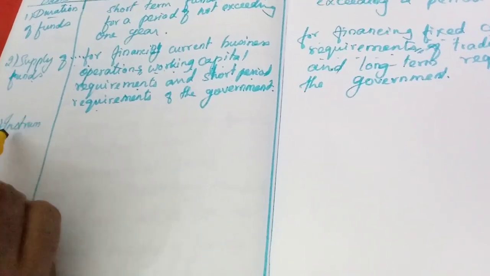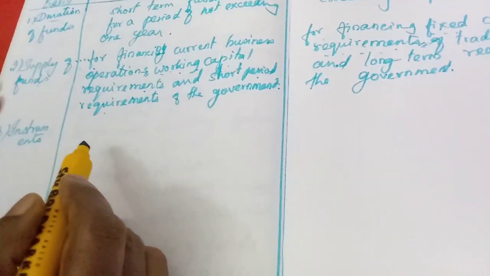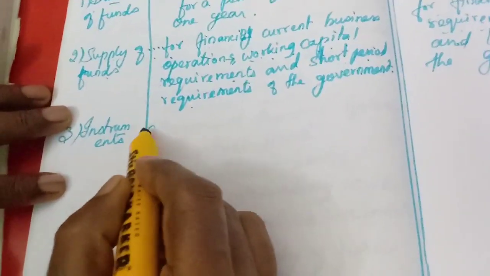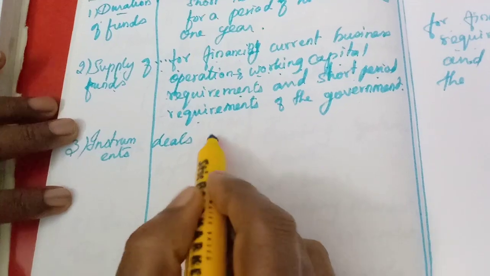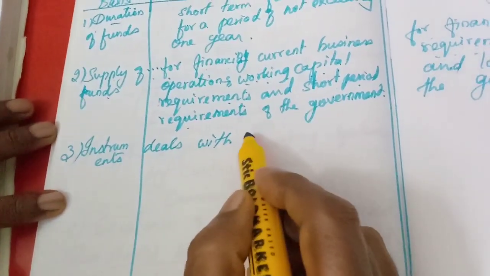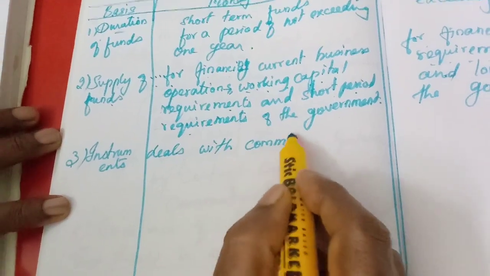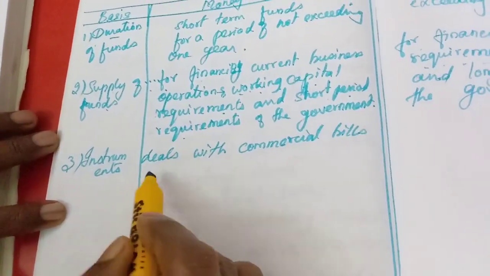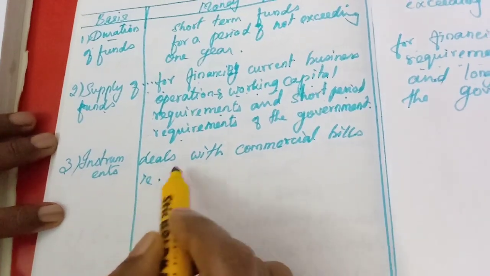What instruments are they dealing with? Money market deals with instruments such as commercial bills. Commercial bills, we can say that is the bill of exchange.